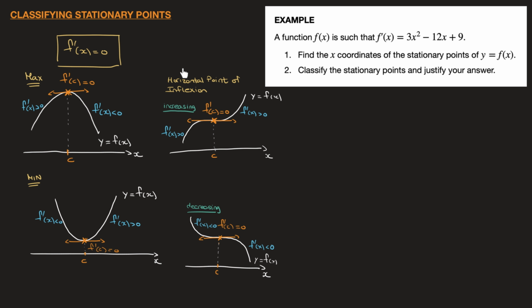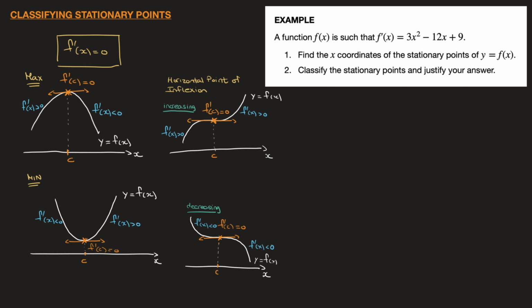Okay, so those are the types of stationary points that we should be aware of. And for each of these types of stationary points, the sign of the derivative on either side of the stationary point tells us exactly how to classify them. So if we find a stationary point and to the left the derivative is positive and to the right it's negative, then it must be a maximum point. If on the other hand we find that to the left of the stationary point the derivative is negative and to the right it's positive, then it must be a minimum point. And if on the other hand we find a stationary point which is such that the derivative has the same sign on either side of it, well, then that's a horizontal point of inflection.